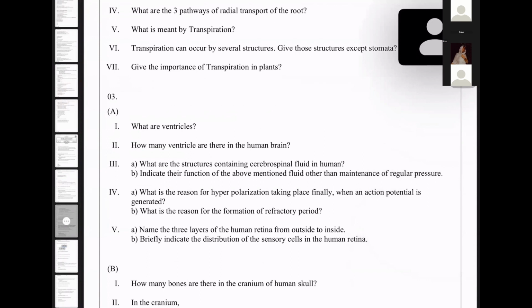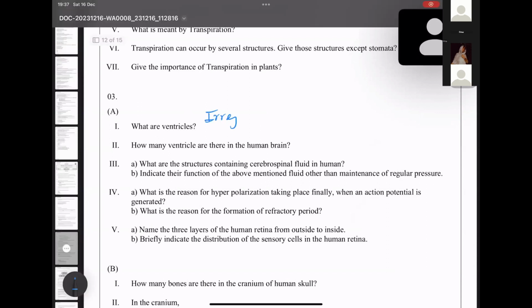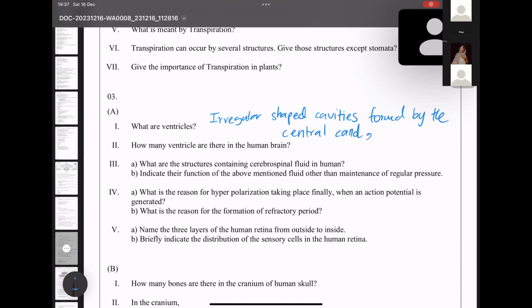So let's start. First thing, what are the ventricles in the brain? When it comes to ventricles, the first thing we should know is the definition. That is a clear thing from the resource book itself, you all should know. They are irregular shaped cavities formed by the central canal, that is filled with cerebrospinal fluid in the brain.